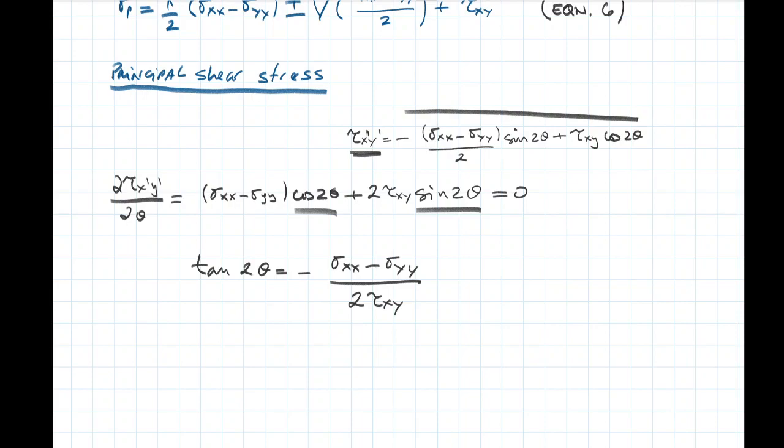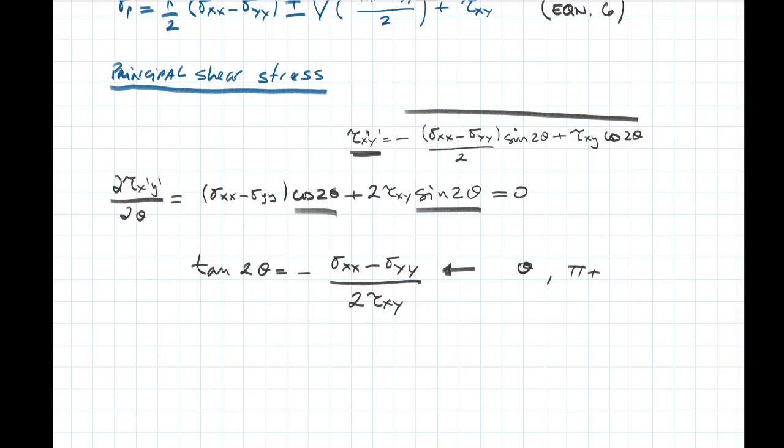Again, for this case, we're going to have two angles that are separated 90 degrees apart that are the solution for this equation. One angle is going to make this equation equal to 0, and the second angle is going to be separated 90 degrees apart, so pi plus the angle.